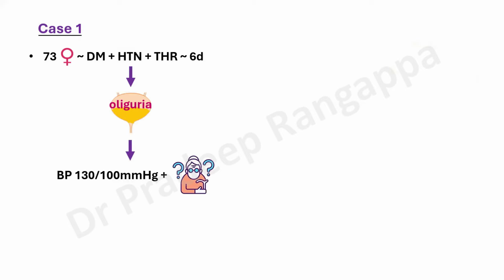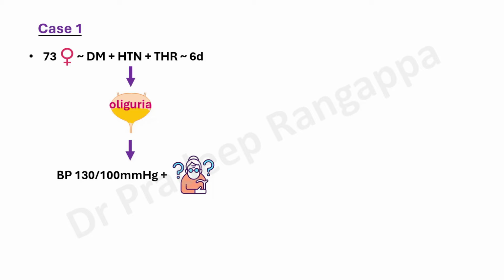So, a 73-year-old female, a garden variety case, who comes with diabetes, hypertension, and who's had a total hip replacement 6 days ago. She becomes oliguric, the blood pressure is 130 by 100 millimeters, and she appears confused. So this would be a situation that you would normally see in ICU. And what would be your interim thoughts about this?